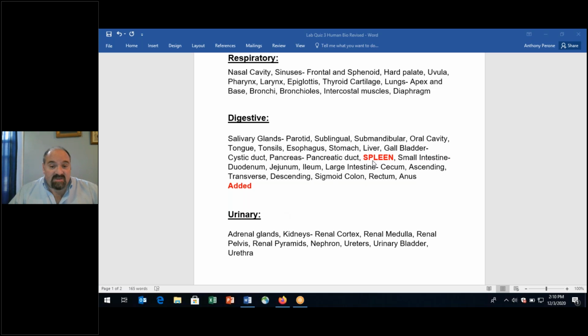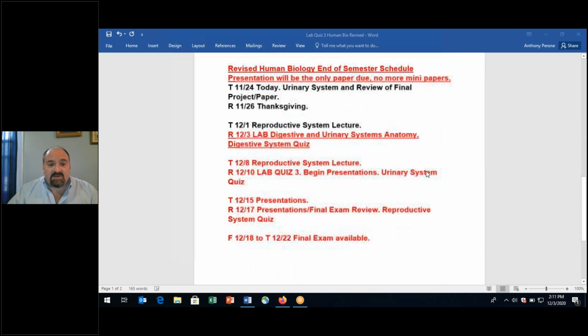You'll see here that I've posted that we have added the spleen to the terms and to the word bank that you'll have to pick from for the next lab practical or lab quiz, which will be in a very short period of time. The lab quiz next Thursday, one week from today, will be on the urinary system, digestive system, and respiratory system anatomical structures.